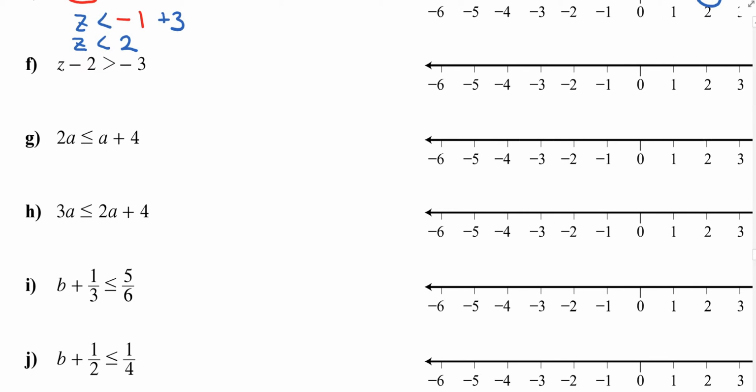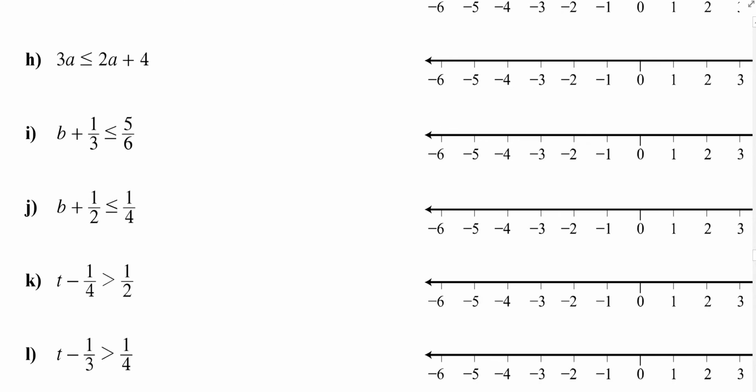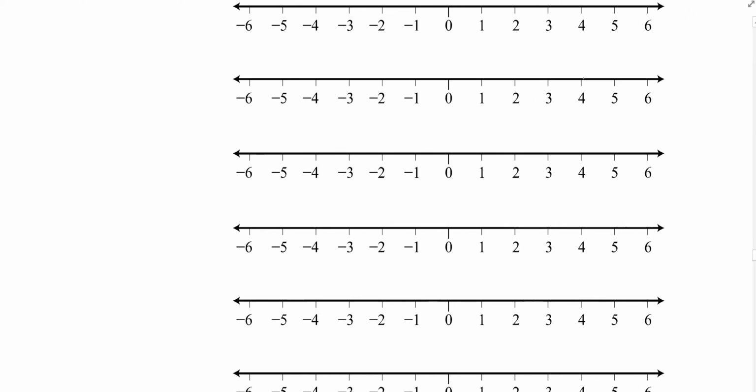Okay, let's now move on to letter H here. For letter H, there I see a 2a. If I bring that over to the left-hand side, it becomes negative. So I have 3a minus 2a is less than or equal to 4. So 3a minus 2a is going to be 1a, or just a single a. So a is less than or equal to 4. So where is 4 on the number line? Well, 4 is right here. I need a closed circle. And since I'm less than that, I shade to the left.